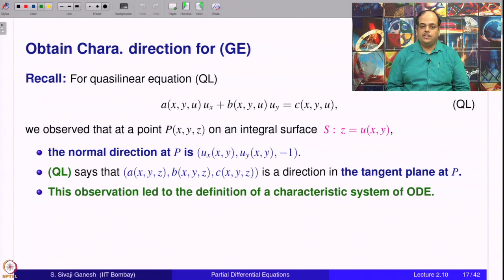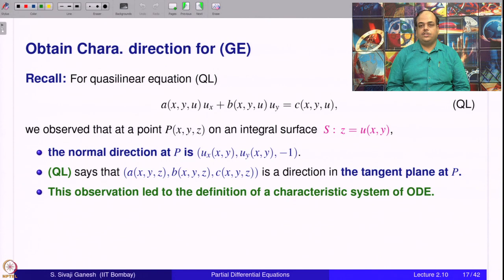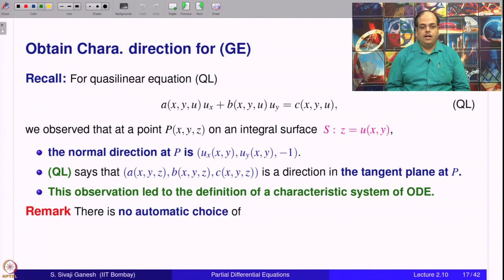Once we understood that this is a direction in the tangent plane, then we thought of a curve which lives on the surface, right, and such that the tangential direction is (A, B, C). That led us to the definition of characteristic ODE, and solutions trace was characteristic curves, and their union gave us integral surface for the case of quasilinear equations.